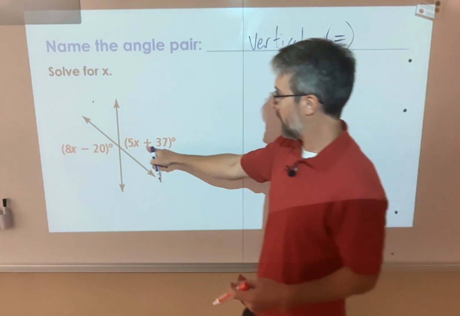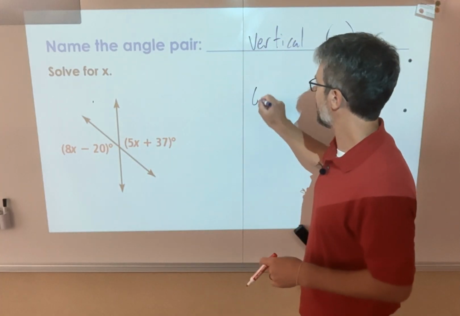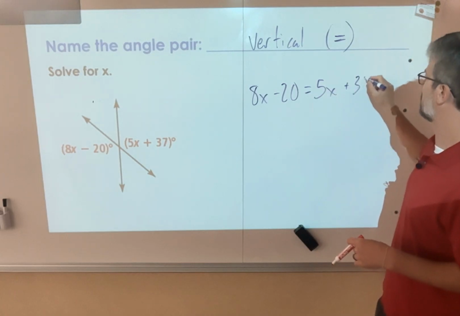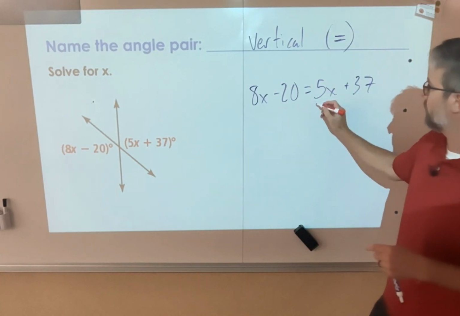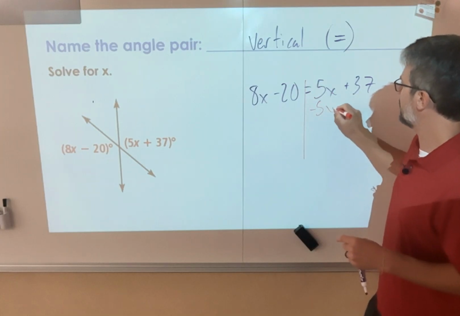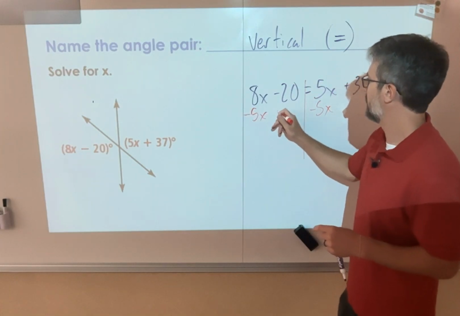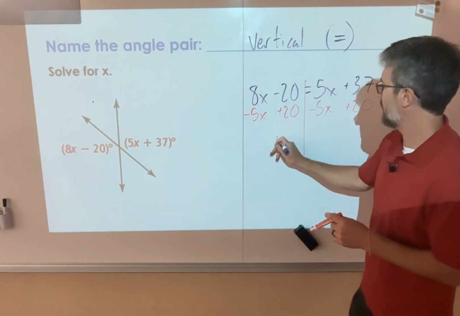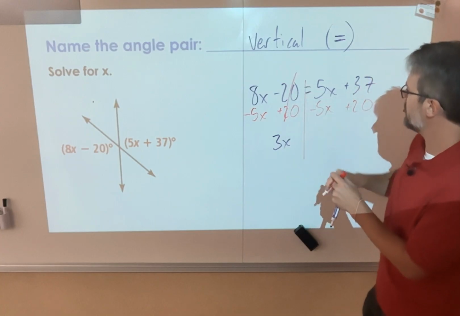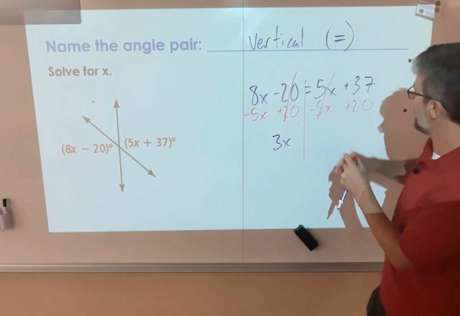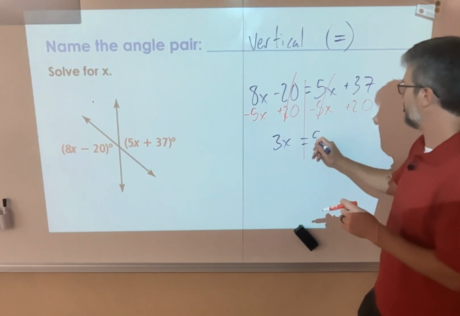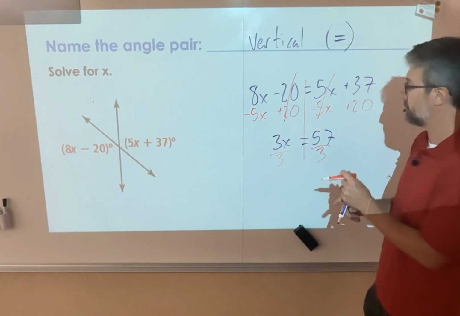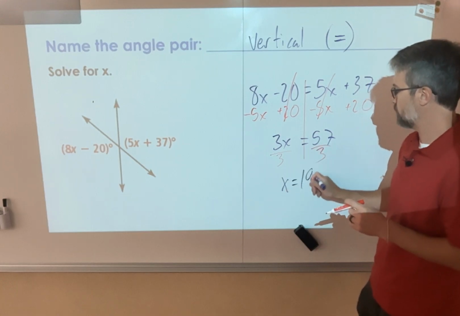All right, so solving for x. Well, I know if these two things are equal to one another, I can just set those two equations equal and solve for x. All right, let's move the x's over. I'm going to move the 5x over here to keep x positive. And I'm going to add the 20 to both sides. And what I'm left with, I've got 3x. The 20s cancel out. The 5x's cancel out. And this is 57. Now if I divide both sides by 3, 57 is divisible by 3, and that is equal to 19.